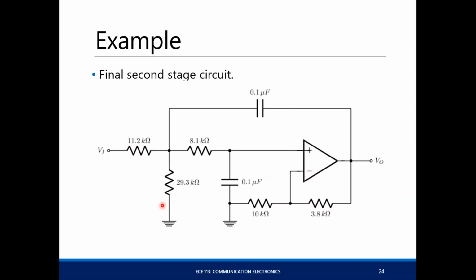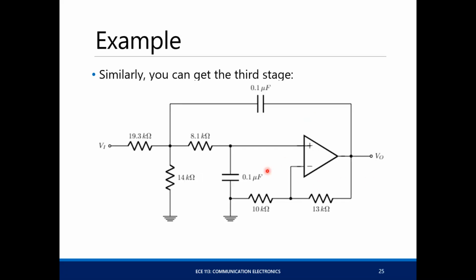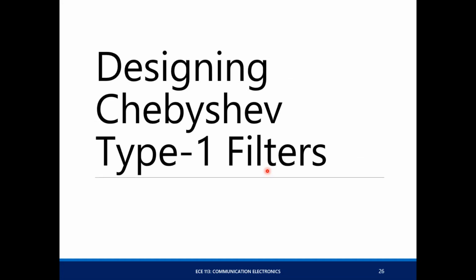This voltage division will ensure that no gain will be introduced by the Sallen-Key, and the equivalent resistance of this is 8.1 kilo ohms, so as not to mess with the behavior of the Sallen-Key. Okay. So similarly, with the same procedure, you can get the third stage, and you connect them together, you get your desired filter. Okay, that's the end of Butterworth.